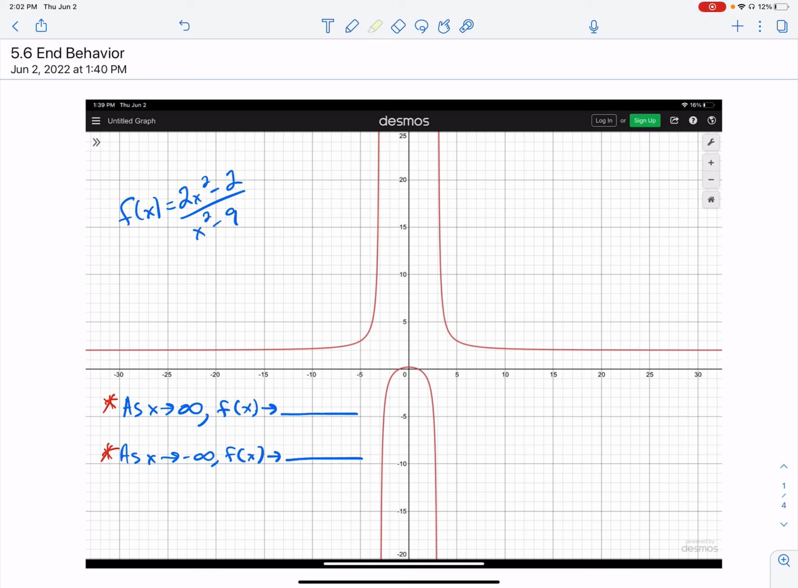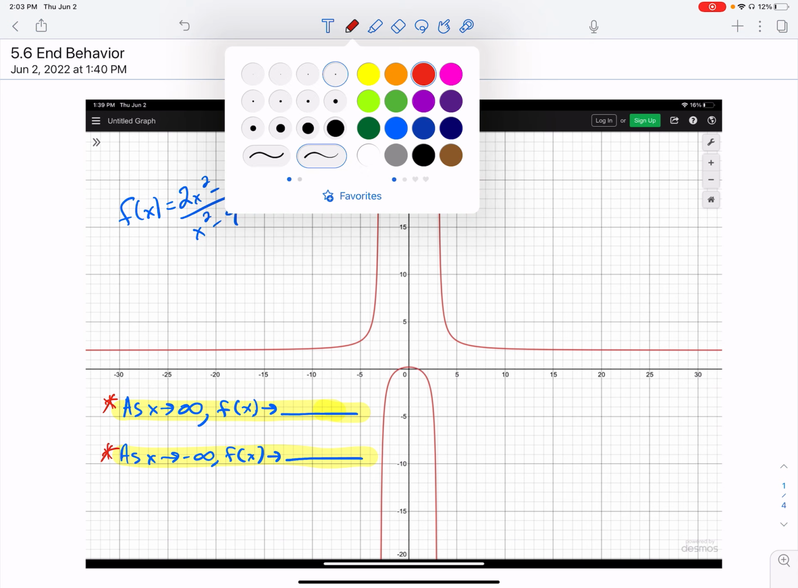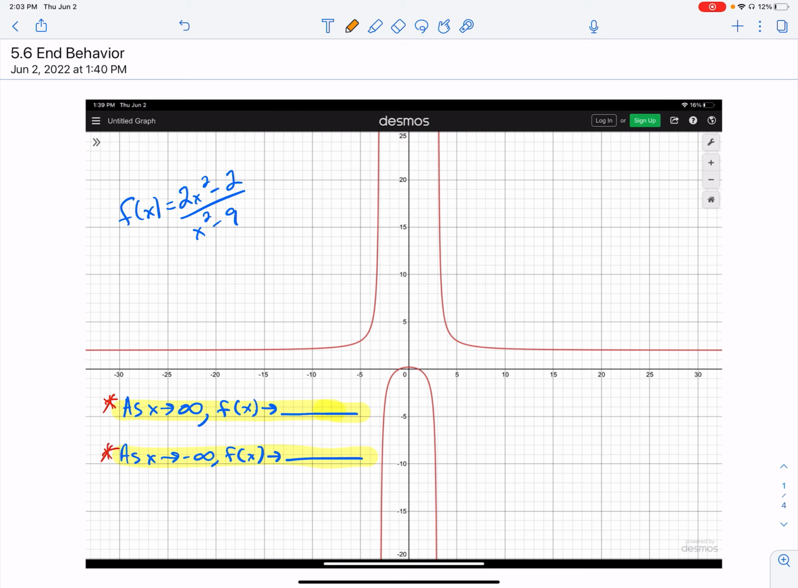What these two statements down here are asking us is what's happening when the function gets really big and what's happening when the function gets really small. So the first statement is saying as x goes to infinity, so we know that x is going to infinity when we look along the right-hand side of the graph. As we move along the right-hand side of the graph, what's happening to the value of the function? In other words, what is the graph doing as we move right?